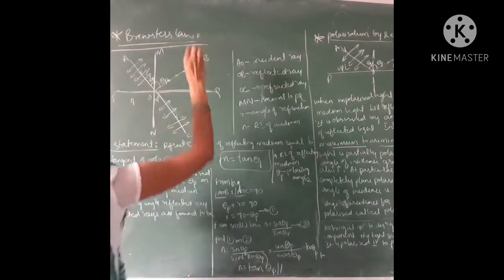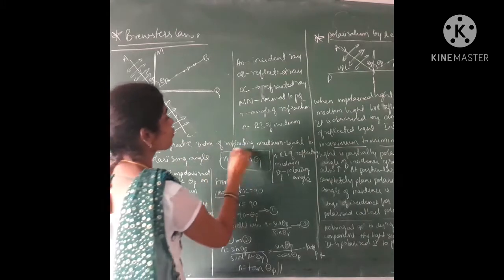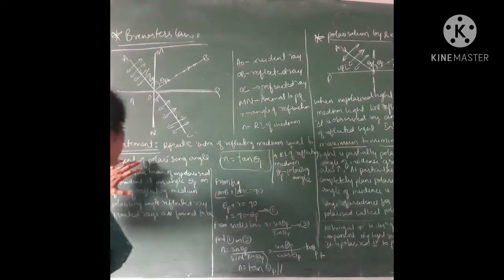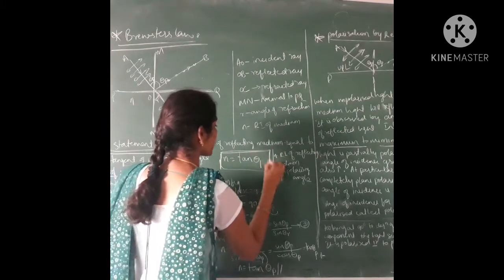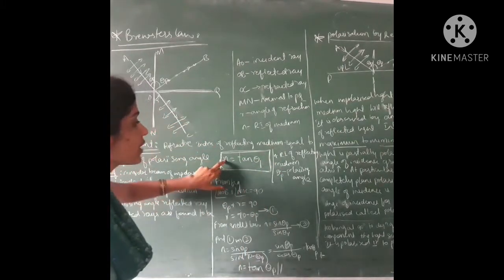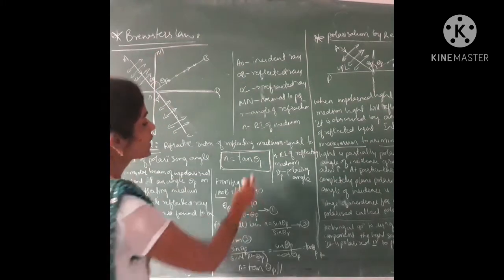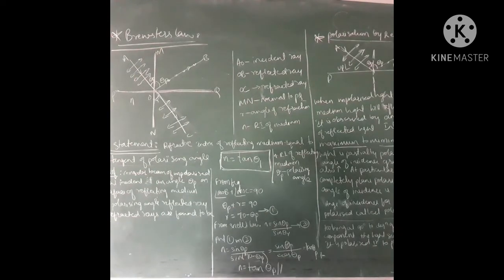The statement is like this: the refractive index of the reflecting medium is equal to the tangent of the polarizing angle, represented by n equals tan theta p. Here n is the refractive index of the reflecting medium and theta p is the polarizing angle.